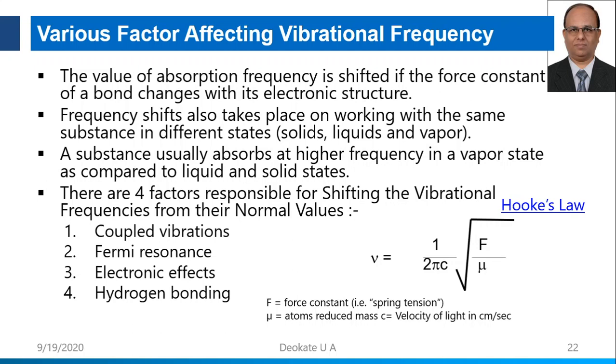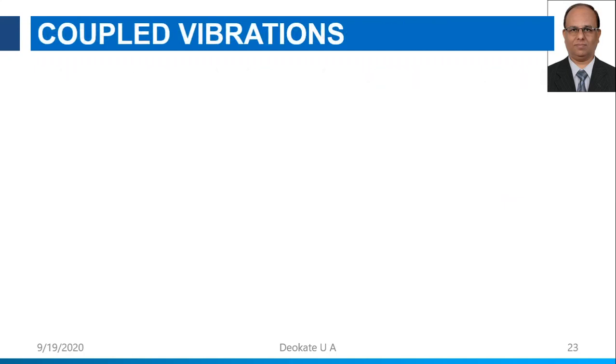There are four main factors responsible for shifting the vibrational frequency from their normal values. These are coupled vibrations, Fermi resonance, electronic effect, and hydrogen bonding. So these four parameters will decide the shift in the vibrational positions or the appearance of a particular peak in the IR spectrum. So one by one we will study.